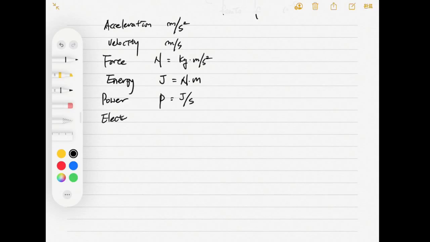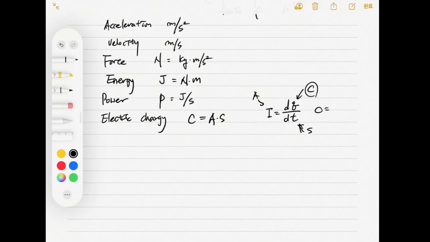And the electric charge, Coulomb, is ampere second, because what is the current? Current is defined as Q over T. Q is Coulomb, this is ampere, this is a second. So C is ampere second. So that is this unit.